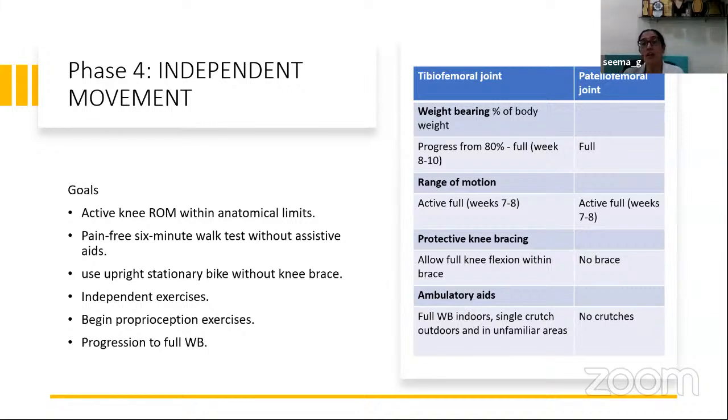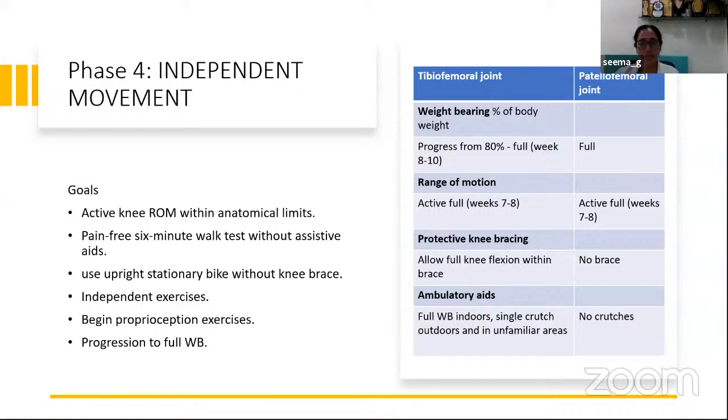In tibiofemoral, now again still 80% we begin with, and by 10th week we come to full weight bearing, or as stated by the orthopedic consultant. And in patellofemoral, it is full loading done by that time. Range of motion achieved is around 7 to 8 weeks. We find that the complete range of motion should be achieved. And protective knee bracing, of course, there is no brace now required after 2 months in patellofemoral, but there is protective knee bracing still used in the tibiofemoral joint.